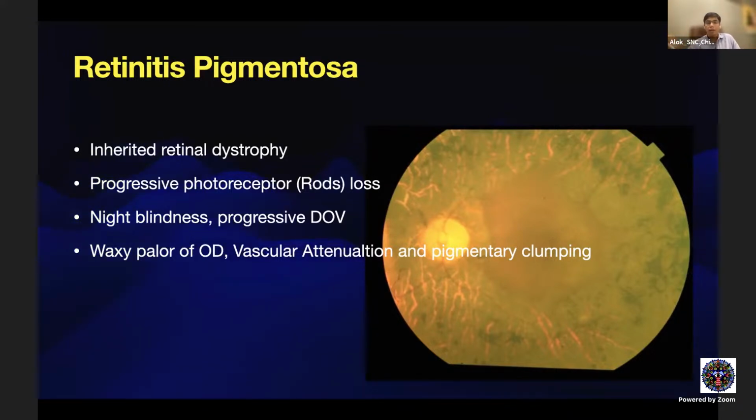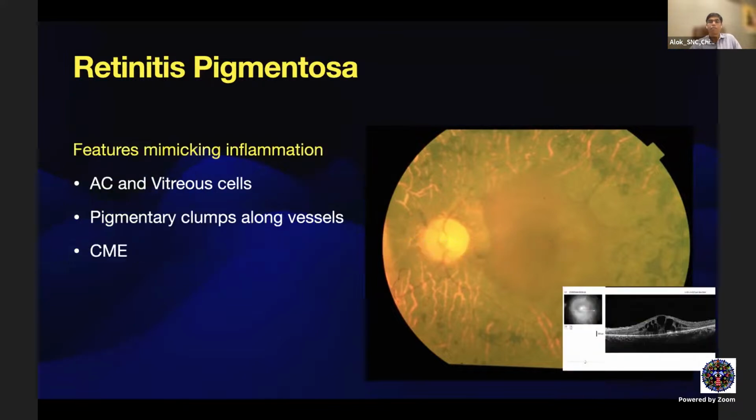So retinitis pigmentosa, as you all know, is a disease with progressive photoreceptor loss. It usually presents with night blindness, which is progressive, and progressive diminution of vision. The classic triad is waxy pallor of the disc, vascular attenuation, and pigmentary clumping.